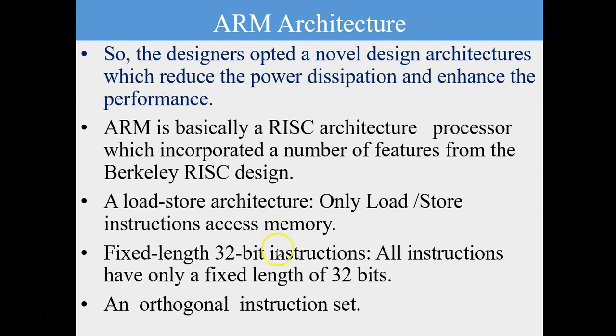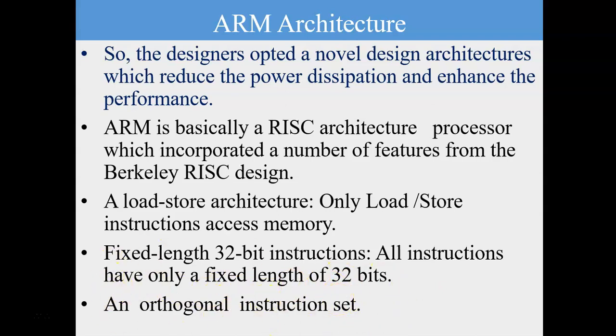Second point, fixed length, that is 32-bit instructions. In the RISC architectures, all the instructions are of a fixed length, 32-bit. Whereas when you consider CISC or Intel processors, mostly there are different lengths of instruction, that is 1 byte instruction, 2 byte instruction, 3 byte, 4 byte, and so on. But here all these instructions are fixed length. Another very important point in the ARM architecture is that it has an orthogonal instruction set.